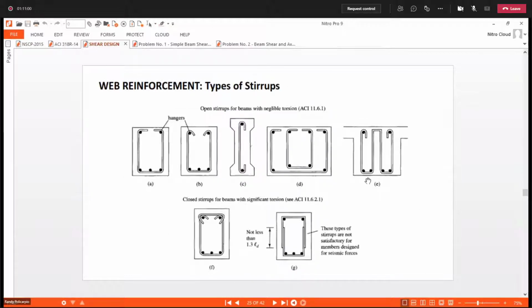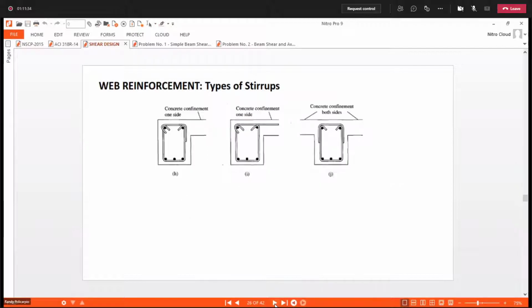Okay, example of stirrups that you may use. This is given by ACI. You are recommended to use this if you neglect torsion. When you consider torsion in the beam, this is the recommended stirrups, or web reinforcement. Others call it shear reinforcement. Okay, so these are given by ACI.